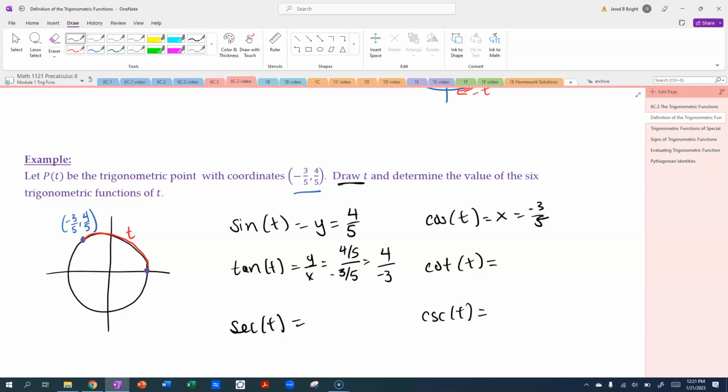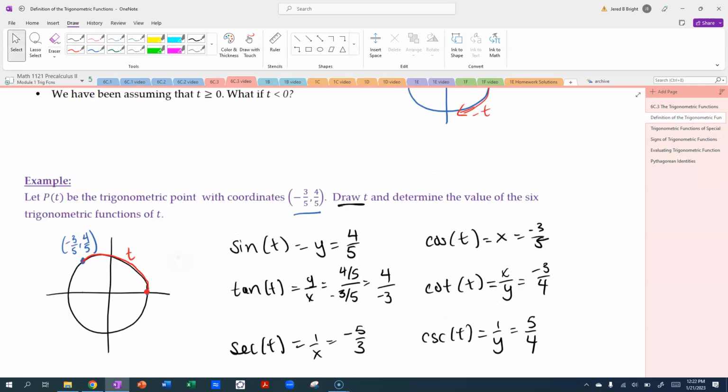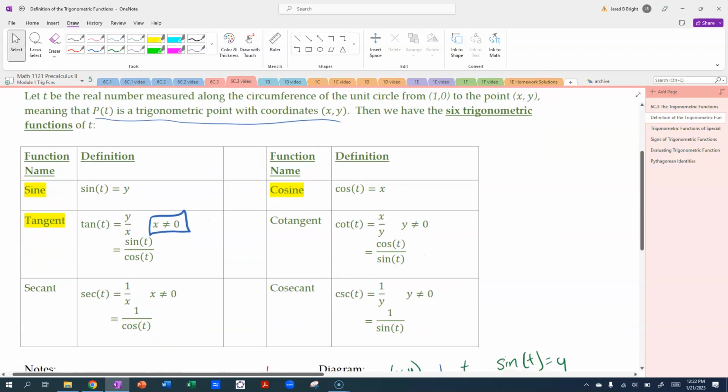Cotangent would now be the reciprocal, x over y. Or you can just say flip numerator and denominator from tangent. So instead of -4/3, it's -3/4. Secant would be the reciprocal of cosine, so again, interchange numerator and denominator: -5/3. And cosecant would be 1 over y, or the reciprocal of sine, so 5/4.